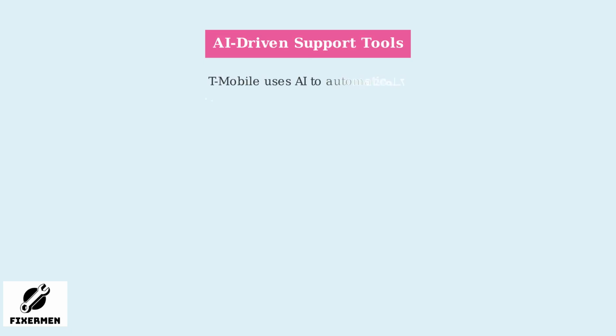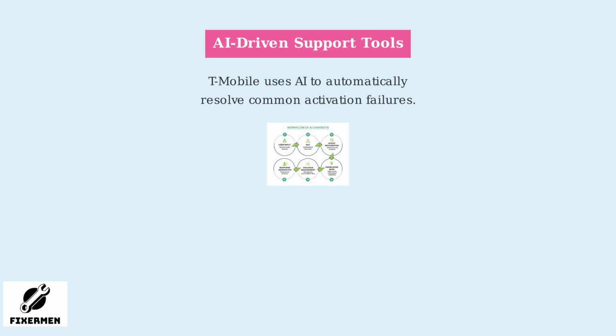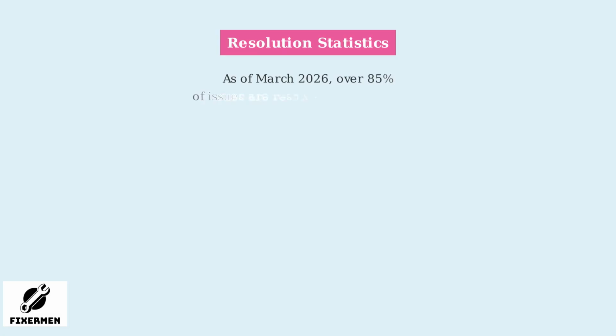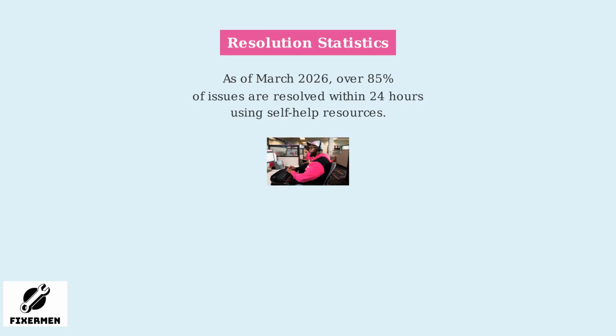T-Mobile has implemented advanced AI-driven support tools that can detect and automatically resolve many common add-on activation failures. These tools analyze your issue in real time and provide quick fixes without needing to speak to a human representative. According to T-Mobile's data from March 2026, more than 85% of add-on activation issues are now resolved within 24 hours through their self-help resources and AI tools. For the remaining cases, their dedicated support team is available to assist you directly.